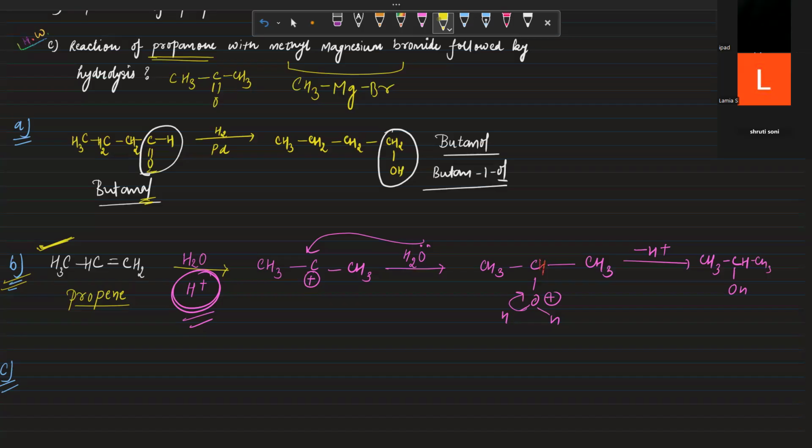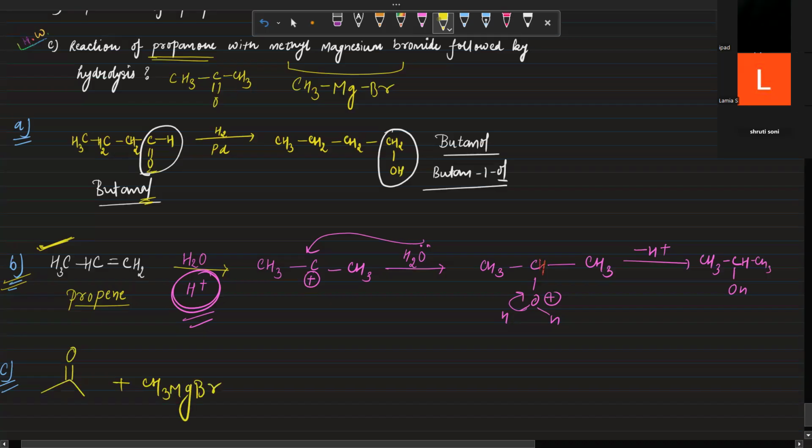This is written correctly here. This is a carbonyl group. So this is the propanone we are using, with the double bond over here, plus I'm using CH3MgBr. So what will be the product in this case?